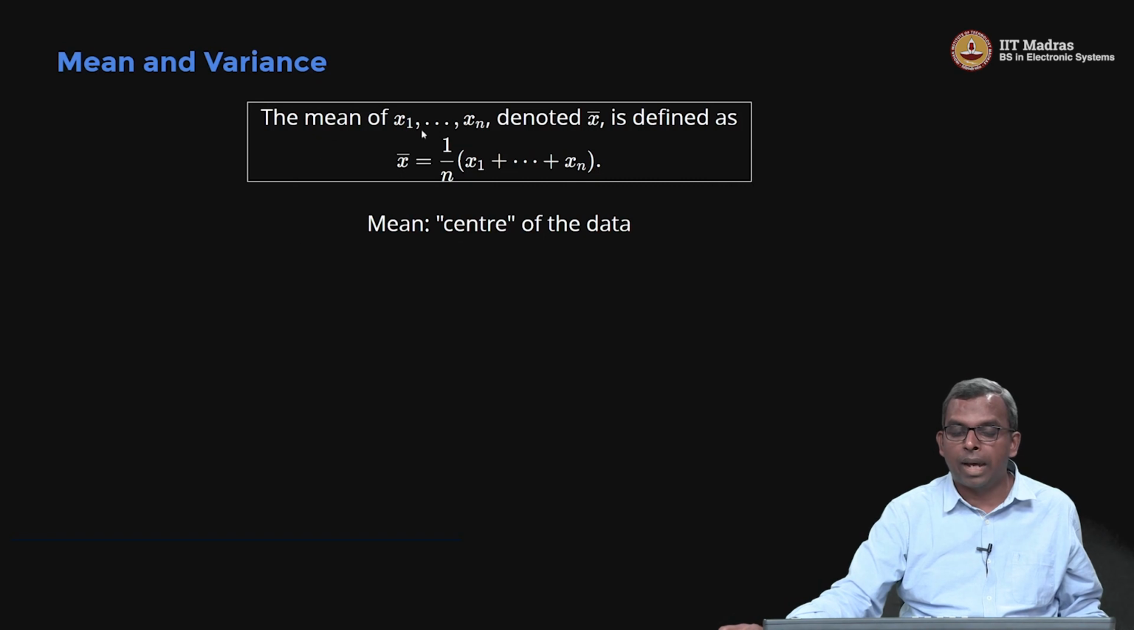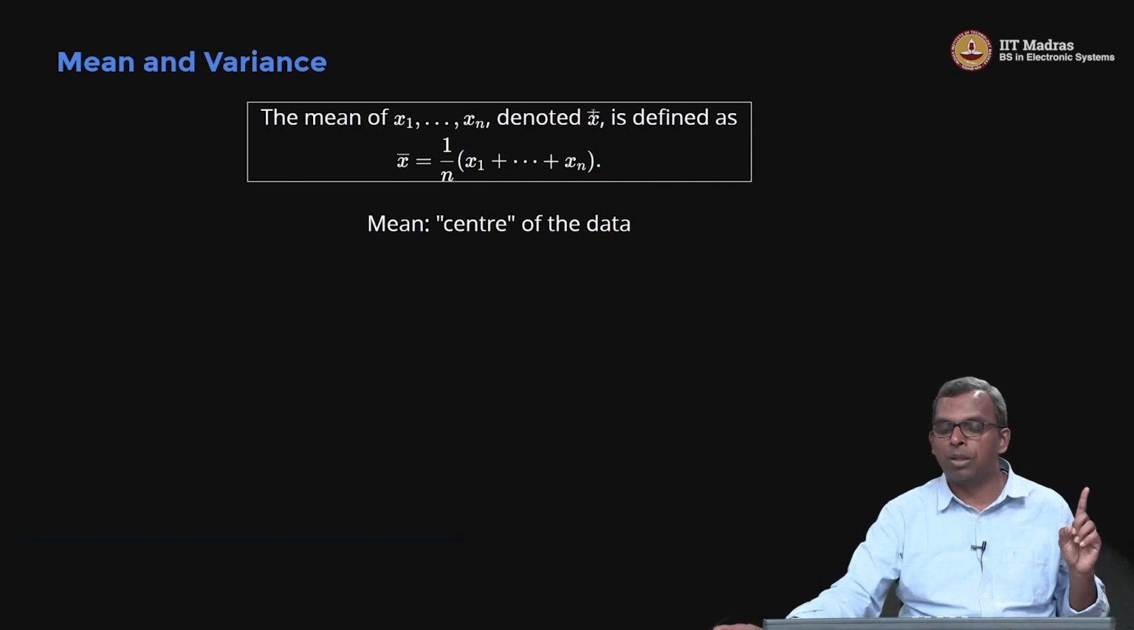The mean of n numbers, which I will denote as x bar. Notice we have been using this bar for the conjugate also, for complex numbers, but here everything is real, so I hope there is no confusion.